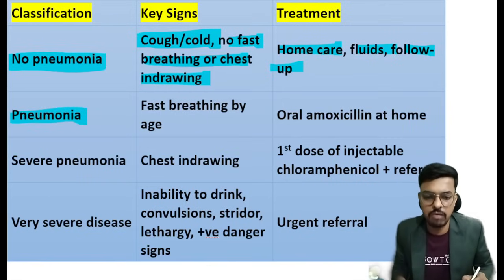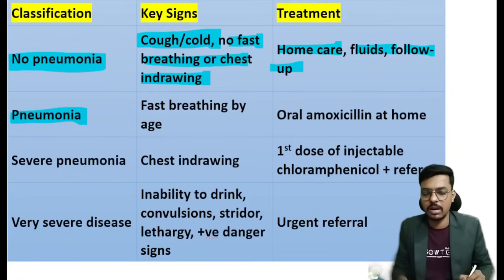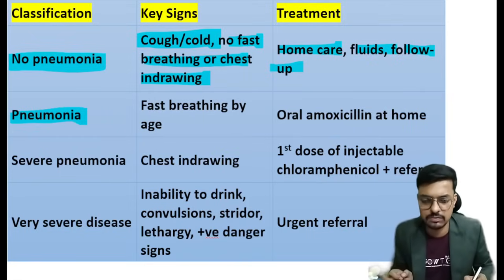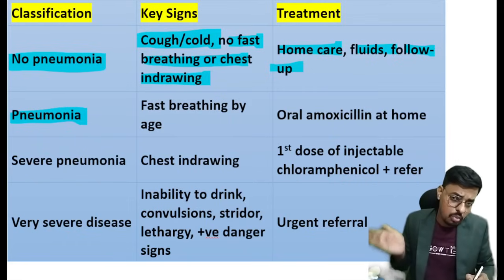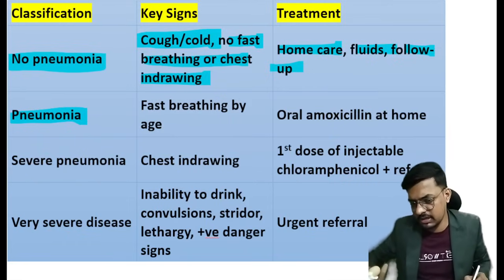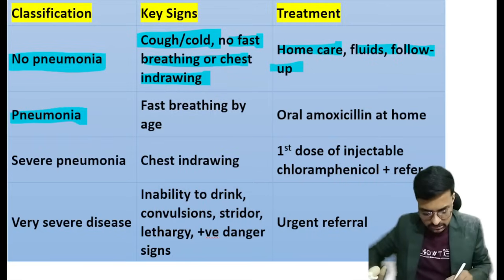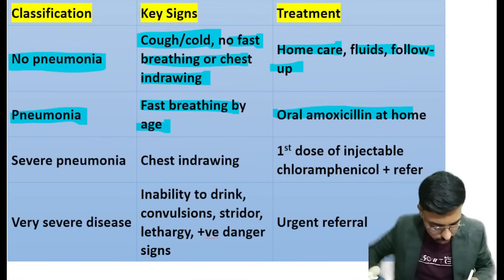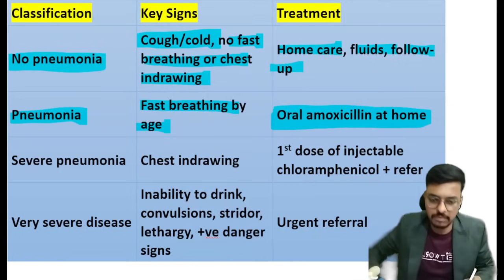So the next is pneumonia. Fast breathing will be there: more than 50 breaths per minute in a 2 month to 1 year child, and more than 40 breaths per minute in a 1 year to 5 year child, is what we call fast breathing. If fast breathing is there along with cough, that is our pneumonia. We will give amoxicillin tablet and send back home.